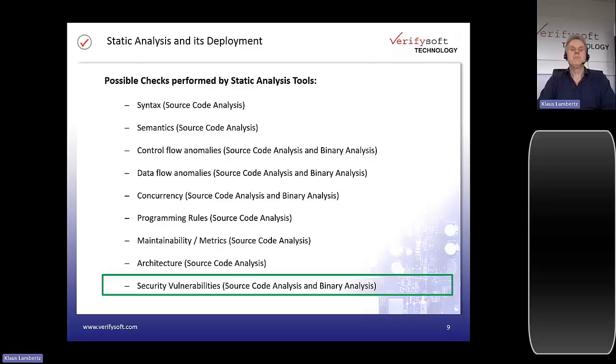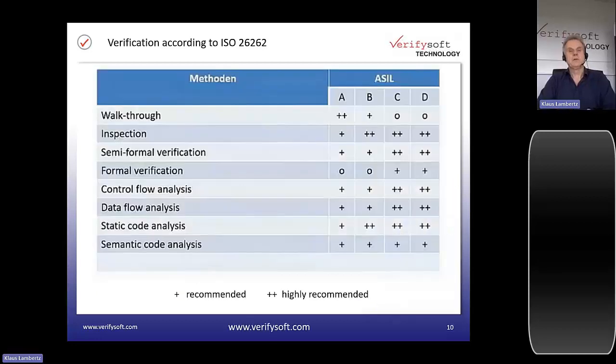So let's have a brief look at the standards. What is requested by the standard? I have taken here the ISO 26262. This is the automotive standard. Most of our customers are from automotive, but in other standards it's quite similar.